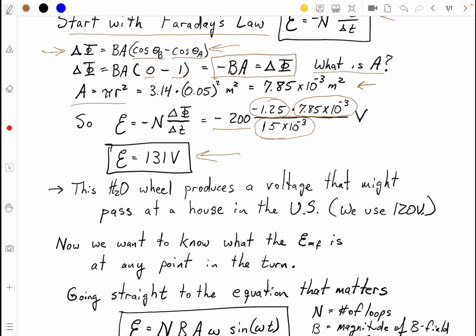So the water wheel is producing a voltage that actually looks pretty good. It could pass for voltage at somebody's house, because we normally use about 120 volts. So that's a pretty solid thing to do.